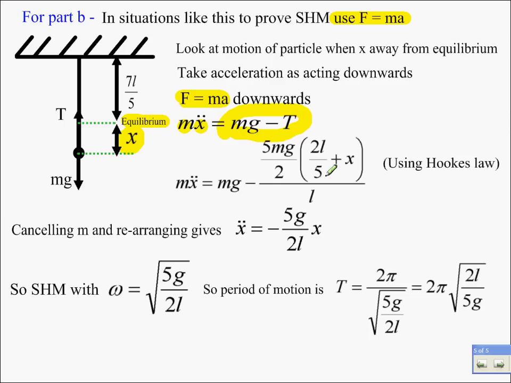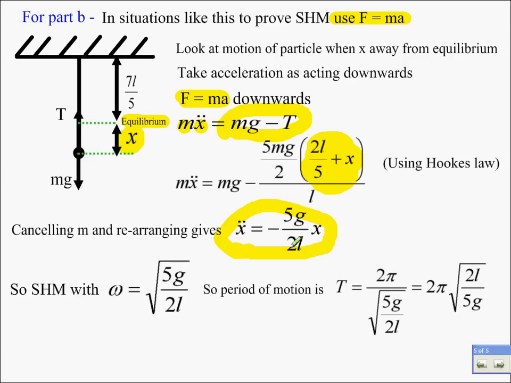So the extension in the string is 2L over 5, which is the extension at equilibrium, plus this x. Okay, so that's the extension. So we've got 2L over 5 plus x. That's the extension at any point x of the motion divided by L. So lambda x over L. Rearrange that and we get this. Obviously that's proving SHM because acceleration is equal to minus a constant times displacement.